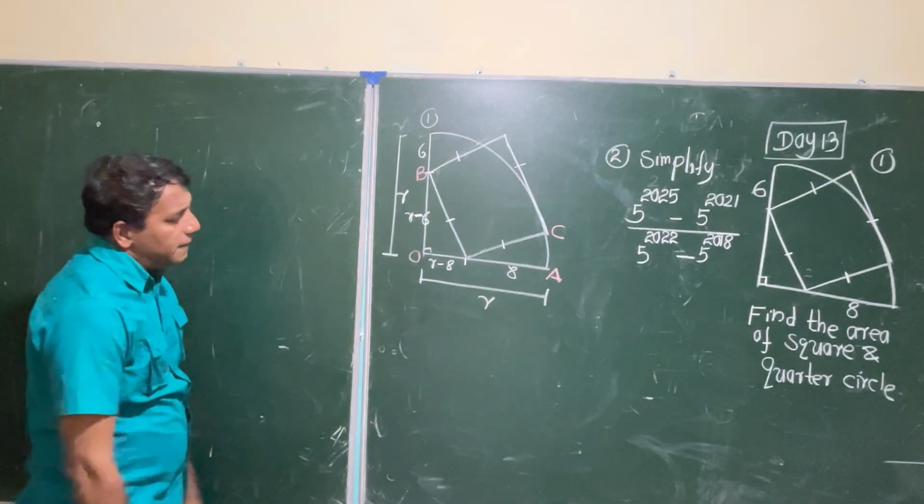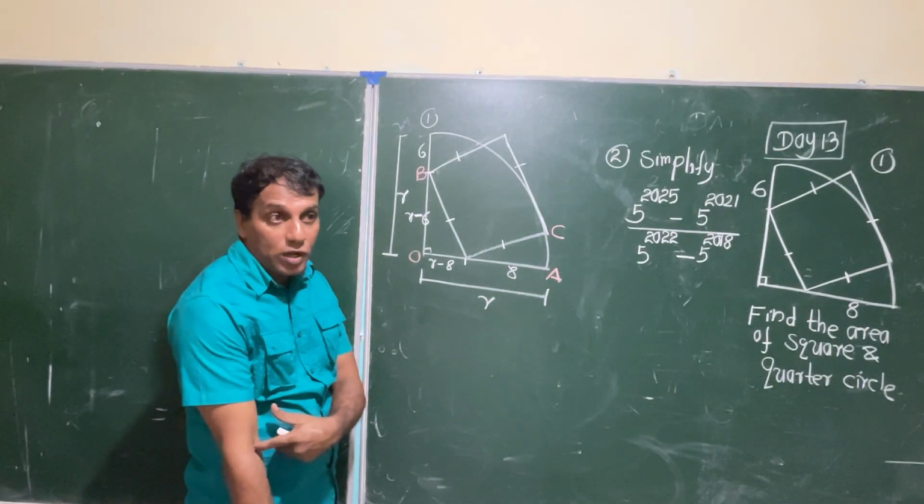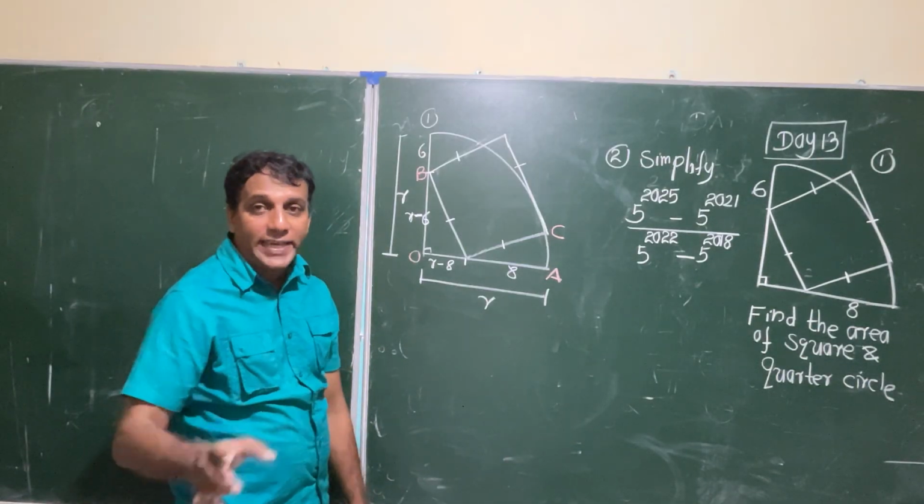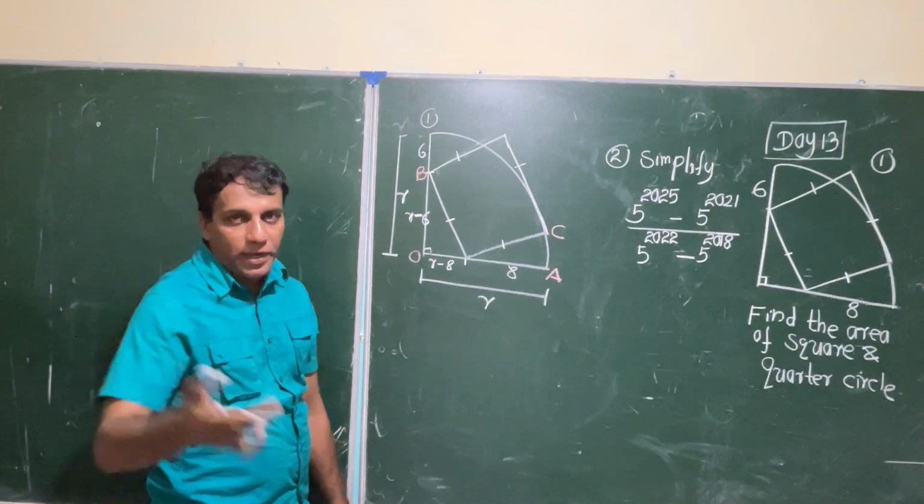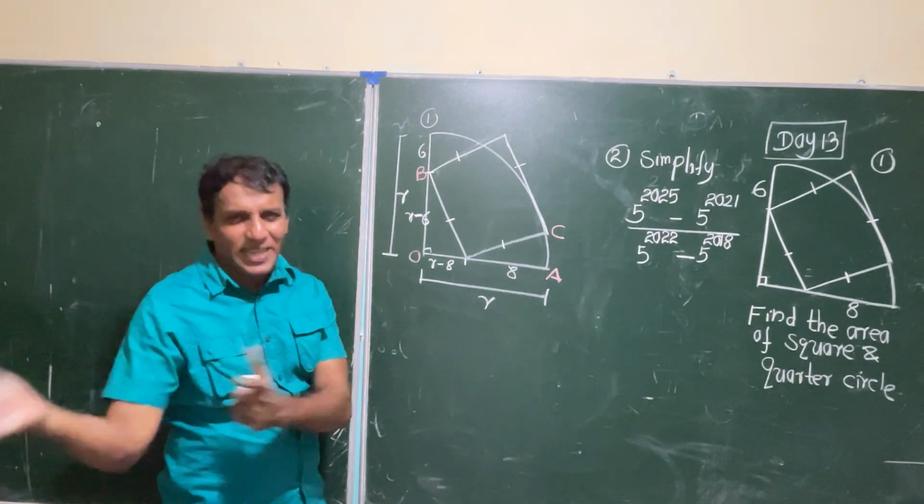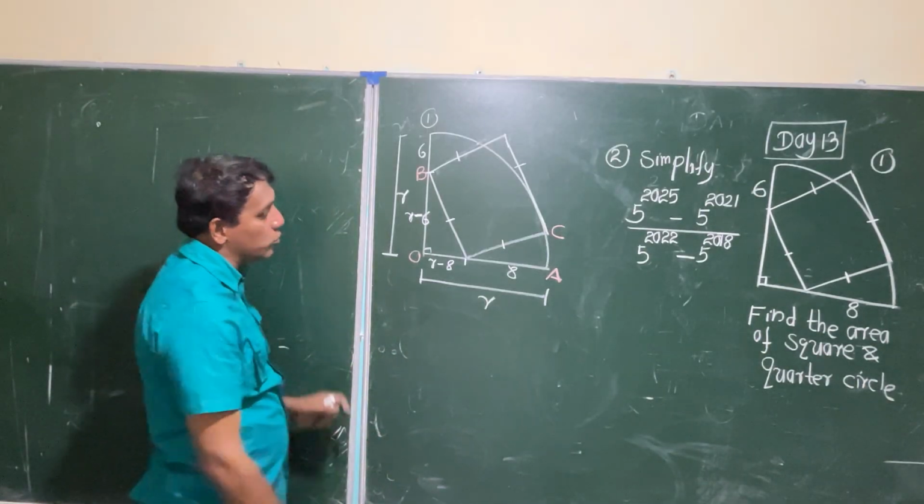Okay, now see the tricky part of this question. How to find the radius of the quarter circle, then the area of the quarter circle, one fourth pi r squared. First, let's see if there is a systematic way to find the radius.